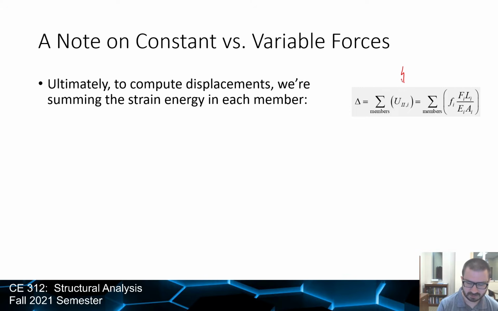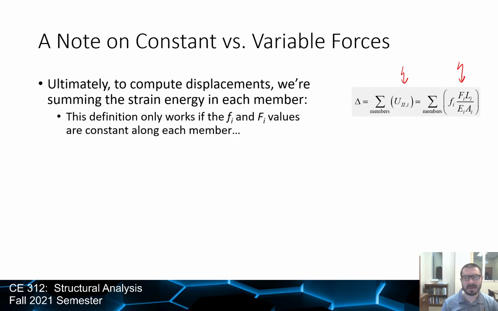So you can see right here that when we solve for the deflection, we're summing the U2s, which is basically just that formula right there. But we're doing a sum of these constant terms: little f times big F times L divided by EA. Those are constants, right? That definition only works if the little f and the big F are constant along each member. Now for trusses, that makes sense.